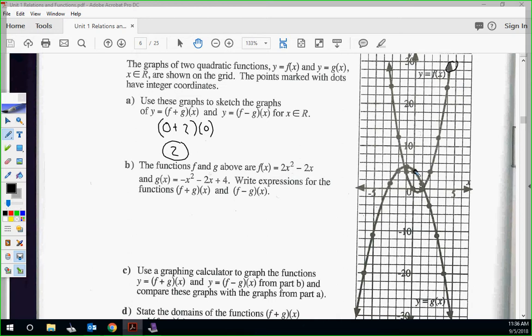X doesn't change. We have two functions. We need to figure out the outputs for those two functions at 0. The output for f of x at 0 is 0. So I put a 0 here. The output for g of x, this one, is 2. So 0 plus 2. So that means 0, 2 is a part of f plus g's graph. F plus g has the point 0, 2 on it.